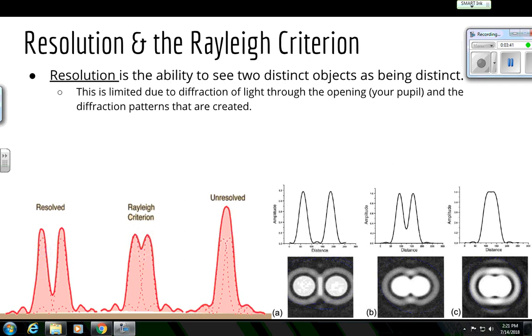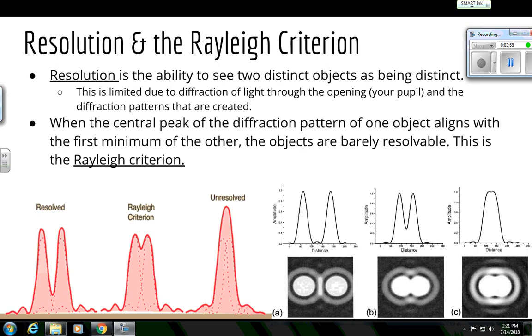So what we're talking about here is that the resolution of objects is limited due to the diffraction of light as it passes through the opening, and the diffraction patterns that are created. Usually we're talking about your pupil, but it could be other openings, again, with telescopes or cameras or microscopes, or whatever it might be.